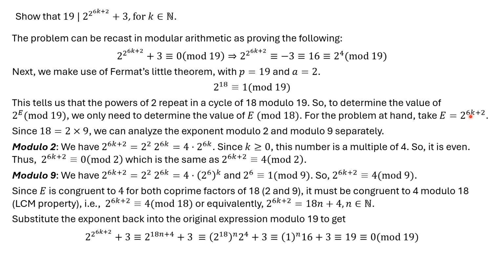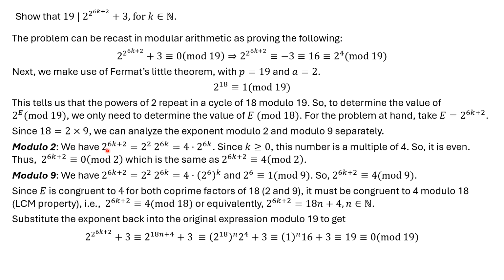In our case, our exponent is 2 to the 6k plus 2. And we'll divide this into two problems. We'll evaluate this mod 2 and then mod 9, since 2 times 9 is 18. And then we'll put the result back together using the LCM property that I mentioned on the previous slide.